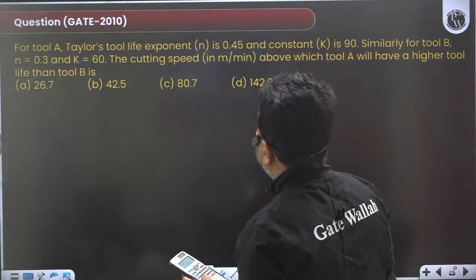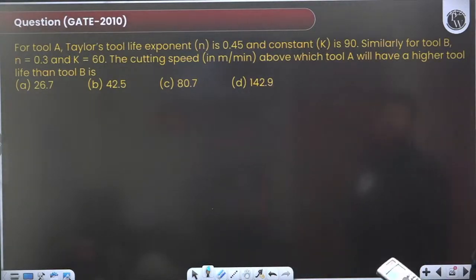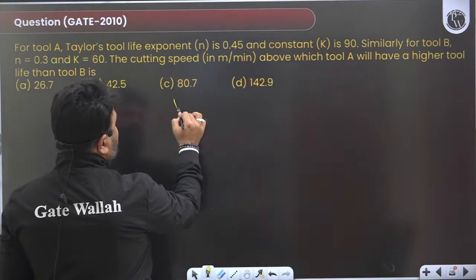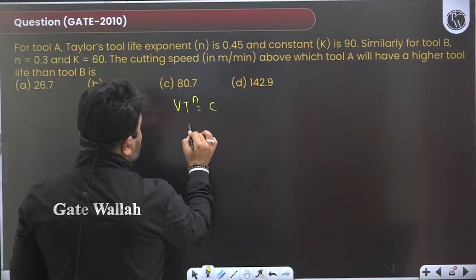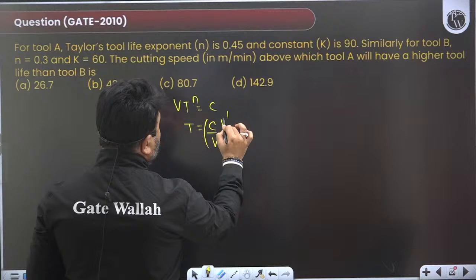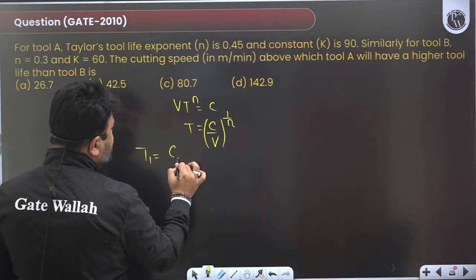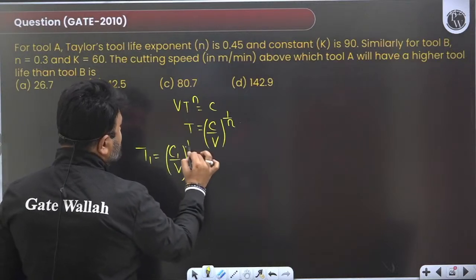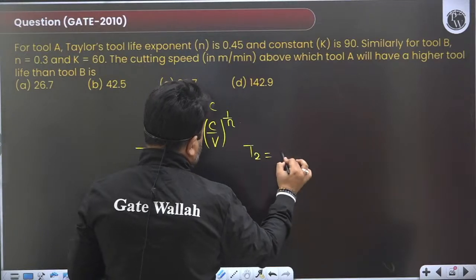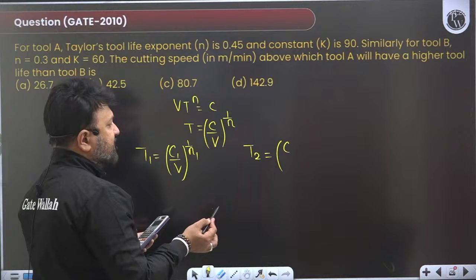Taylor's tool life exponent n and constant. Similarly for Taylor tool life B, the cutting speed above which tool A will have a higher tool life. Here V t to the power n equal to C, so T equal to C divided by V to the power 1 by n. If you select tool 1, then tool life will be C1 by V. In both cases, the velocity is equal, right? He is asking for the velocity which is common in both cases.